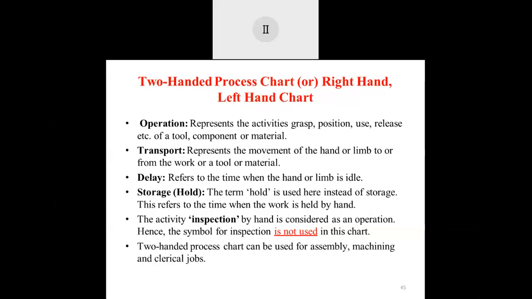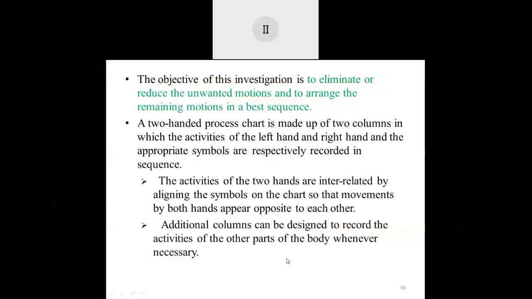The two-hand process chart can be used for assembly, machining and clerical jobs. So whatever our two hands do, we can record using the two-hand process chart. It may be for assembly purpose, some machining purpose or some clerical job. The objective of this type of chart is to eliminate or reduce the unwanted motion and to arrange the remaining motions in the best sequence.